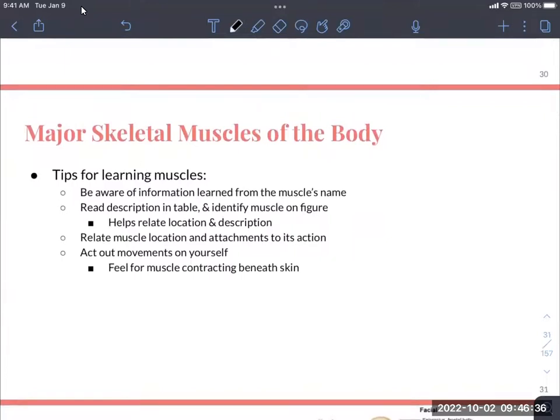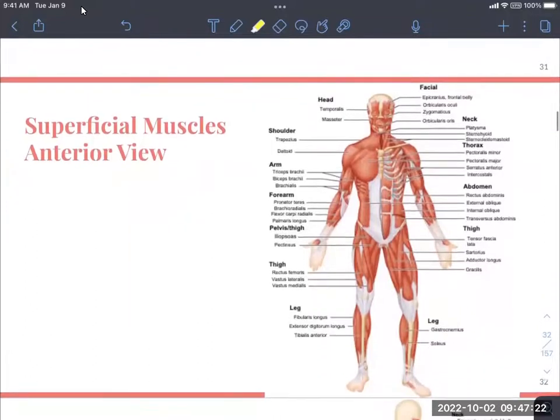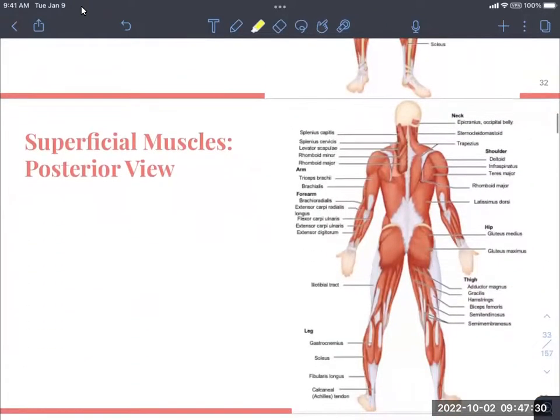So when you're learning the names of these muscles, again, repetition is usually the best way. But pay attention to the information from that muscle's name. That muscle's name may be able to give you an idea of where it's at. Relate that muscle to the location and the attachment. Act out the movements of that muscle's action. See if you can feel that muscle contracting under your skin. Like if you bend your arm, you can usually feel that bicep contracting. Here are the majority of the muscles in the front of the body. And here they are in the back of the body.